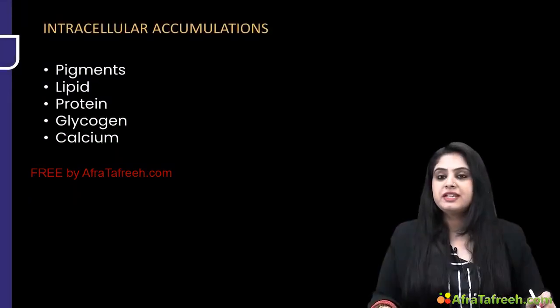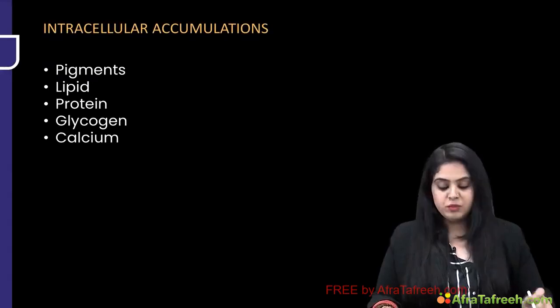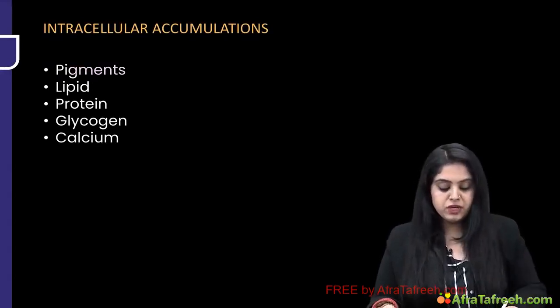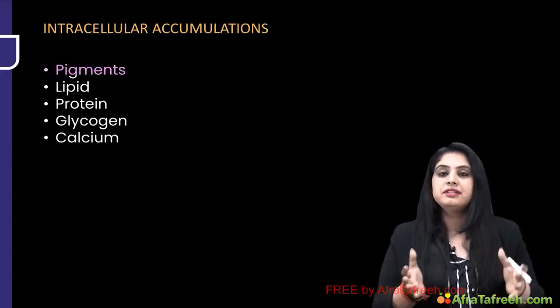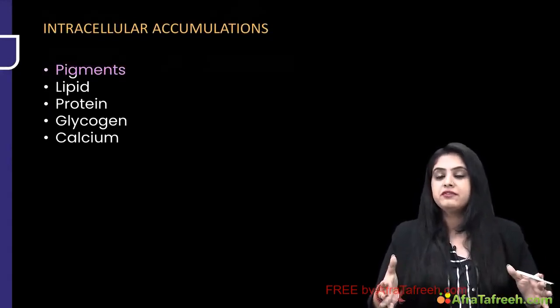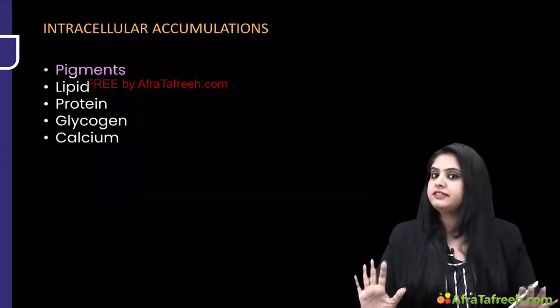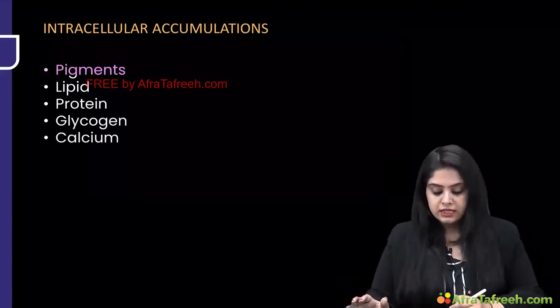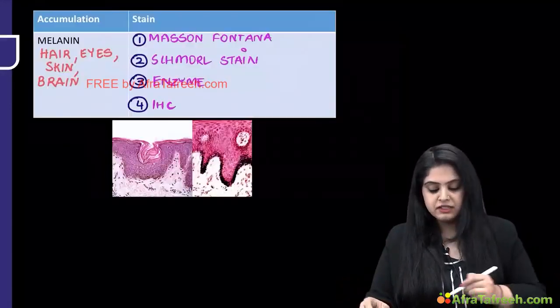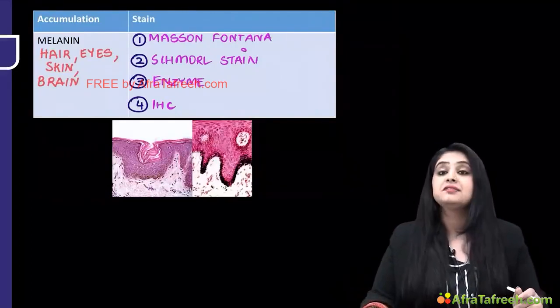So now let's begin with the next part, and that is intracellular accumulations. Of course, you know that in this we are going to make a table of all the pigments, lipids, glycogen, proteins and everything, and we're going to do their respective stains. That is the most important part, right? So let's begin first with the pigments. Under pigments, I pick up the first one, and that is melanin.